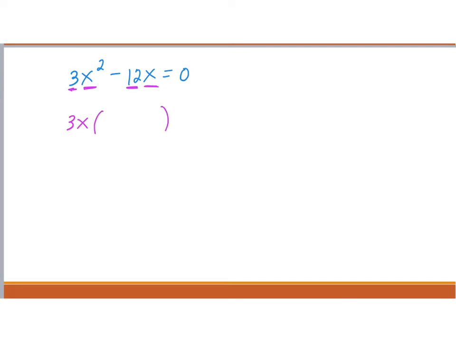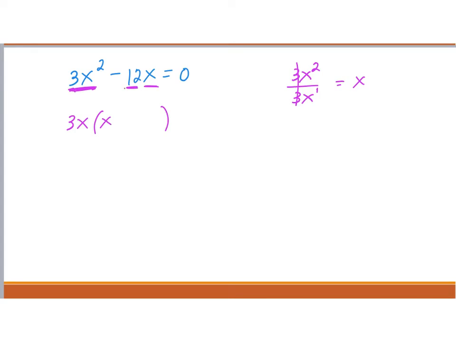Let's now divide each term by the common factor. So that's 3x squared divided by 3x. Let's write that down here. 3x squared divided by 3x. 3 cancels out, and x squared divided by x to the power of 1, or x squared divided by x, is just x. Let's write our answer here.